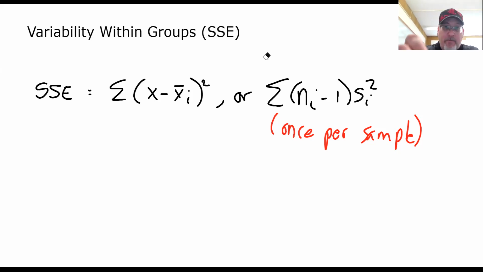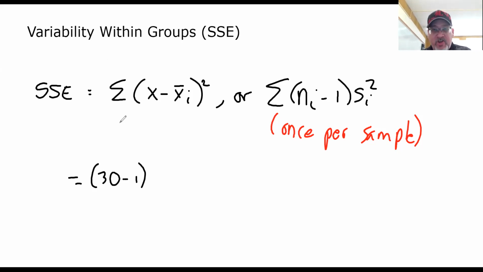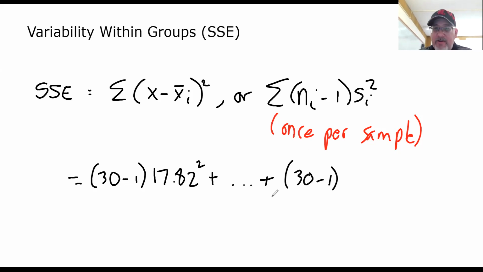So if we started the second formula, it would go something like this. The first sample size was 30. They were all 30. So 30 minus 1, times the square of the first sample standard deviation, which was 17.82. So 17.82 squared. And then we would do that all the way down to the 9th sample, whose size was also 30, and whose standard deviation was 16.31. So it's still a lot of calculation, and I still think it's worthy to go into Excel and have it do the dirty work for us.